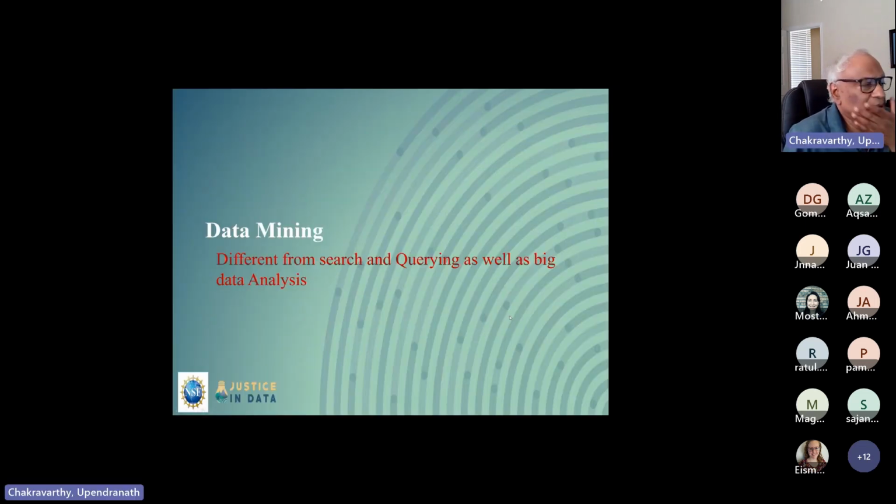We will try to look very briefly, and I'm going to skip a few slides, at what data mining is all about. Some of you may be familiar. I just want to point out that all of these are different from one another. This is different from search, different from querying, as well as big data analysis. We'll see that later. Hopefully this tutorial will clarify some of the fundamental concepts of the things you do, which may or may not be clear.